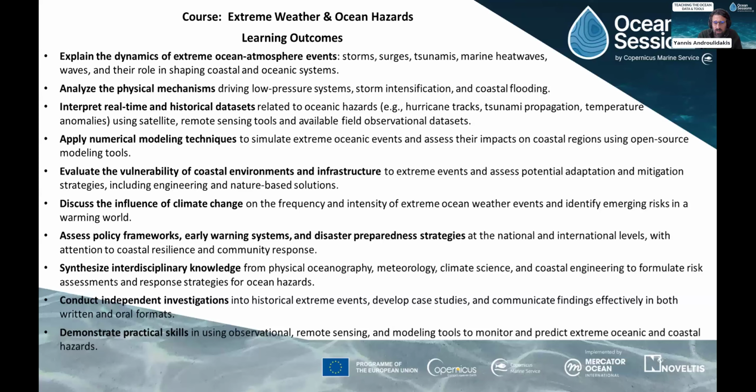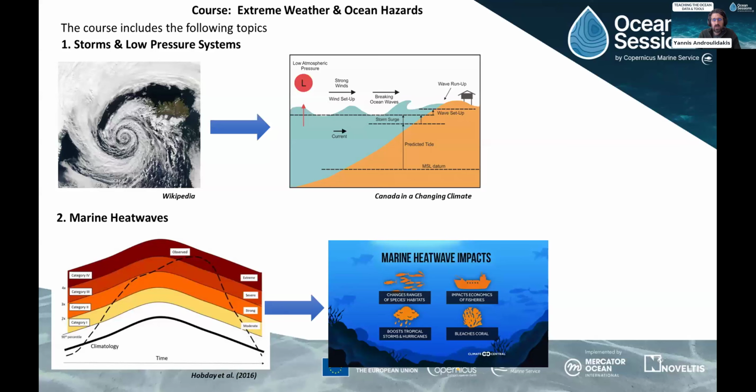The students have to do a project. Each student has a study area that they work on, and so they carry out independent investigations, and they also train in practical skills, the use of observational, remote sensing and modeling tools to monitor and predict extreme hazards.